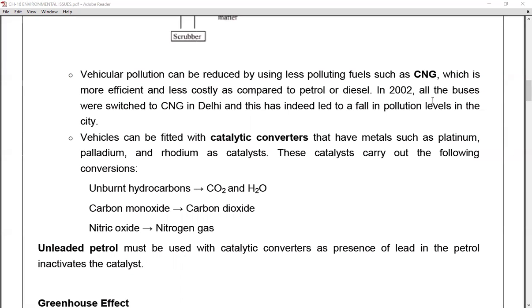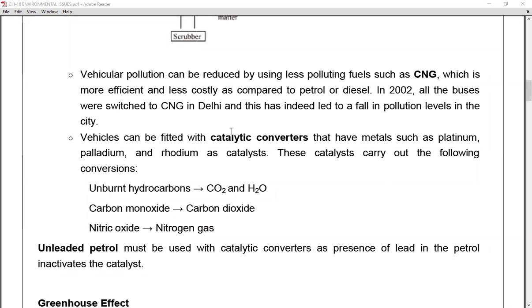In 2002, all the buses in Delhi were switched to CNG, and this has indeed led to a fall in pollution levels in the city. As you know, there is so much pollution taking place in Delhi. So in 2002, all the buses were switched from petrol or diesel to CNG, and it was quite a good decision because this led to a fall in the pollution levels.